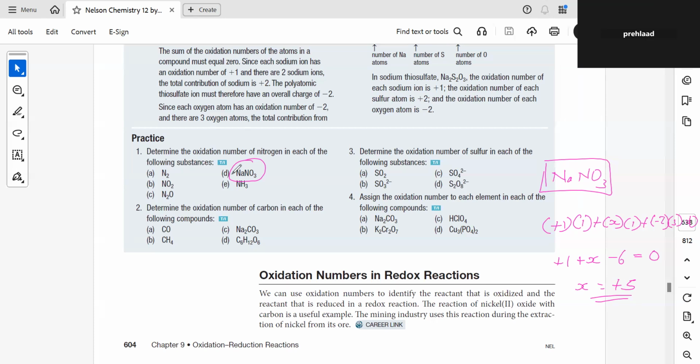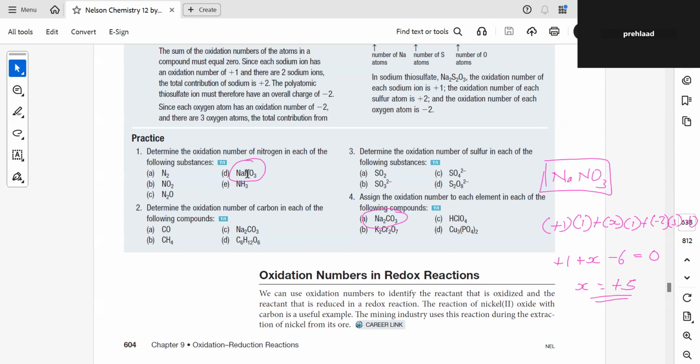Can you try carbon in Na2CO3? It's going to be +4. Yes. Then try Cr in K2Cr2O7.